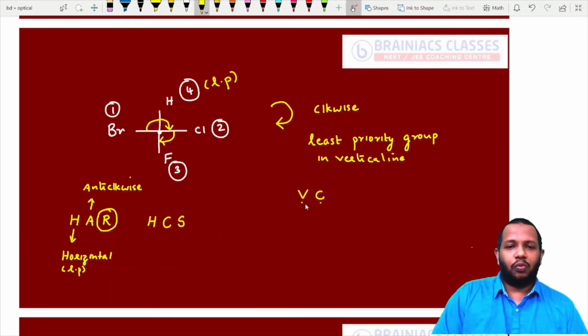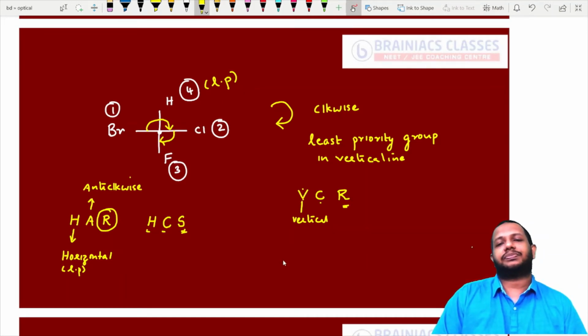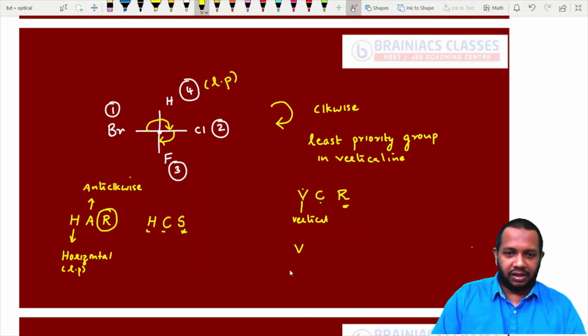Now you go to vertical. Now the least priority group is vertical, and it is clockwise rotation. You can see horizontal and clockwise rotation result in S. Then vertical and clockwise rotation will result in the opposite of this one, that is R. Here H and C result in S, so V and C will result in R. Now similarly tell me, if the least priority group is vertical and you have anti-clockwise rotation, then what will come?